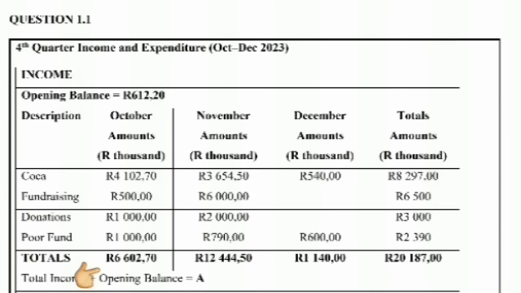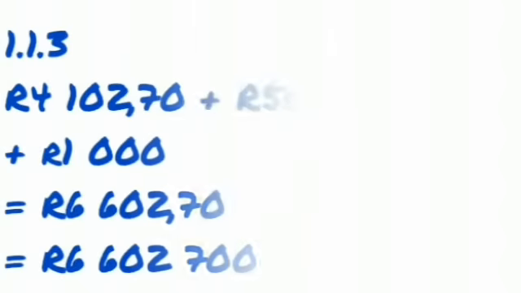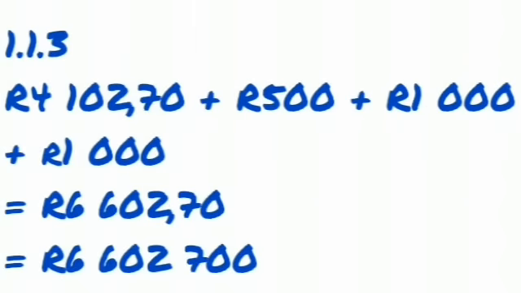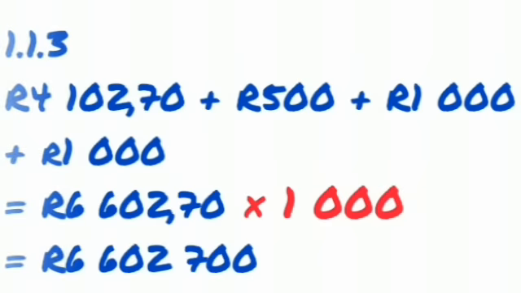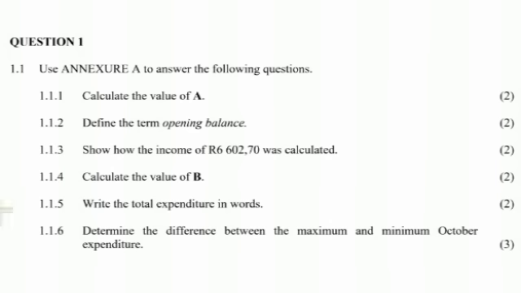Obviously, you know that they added everything on the account in the column of October amounts. So your showing is just you writing all of those amounts down and showing that at the end they add to that total. So you start with the 4,102 plus the 500 plus the 1,000 plus the 1,000. You put it in your calculator. It gives you 6,602.70. And then also remembering that again, these things are in thousands. So you have to convert your final answer by multiplying with 1,000, and it's going to be 6,602,700.